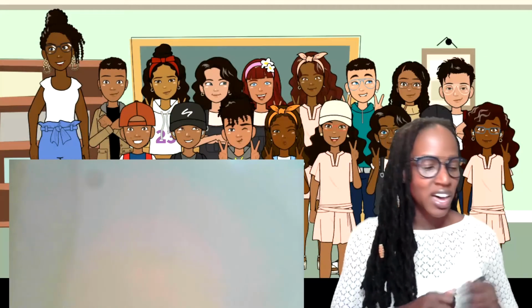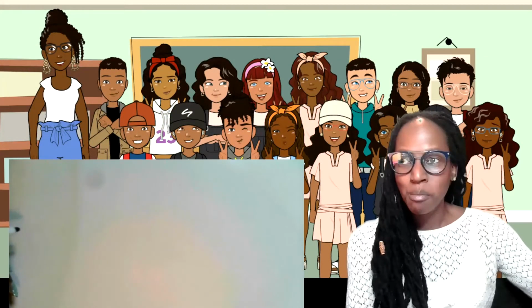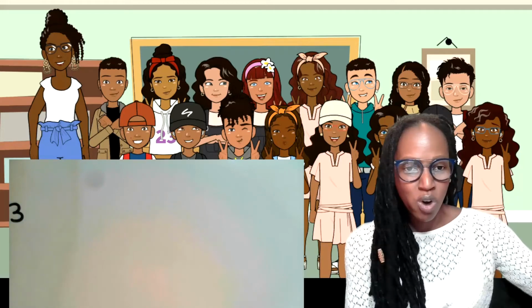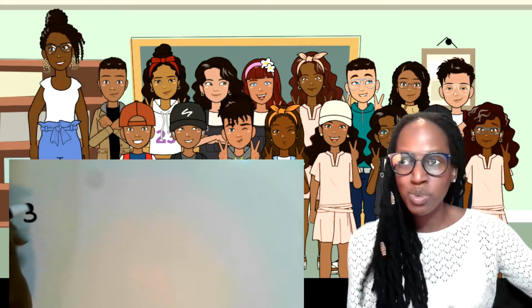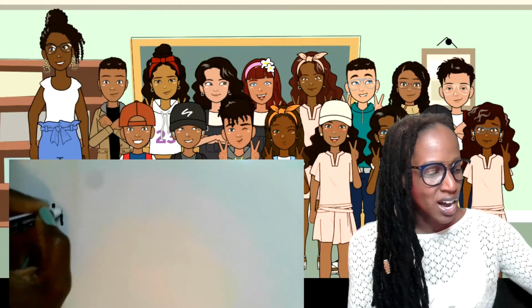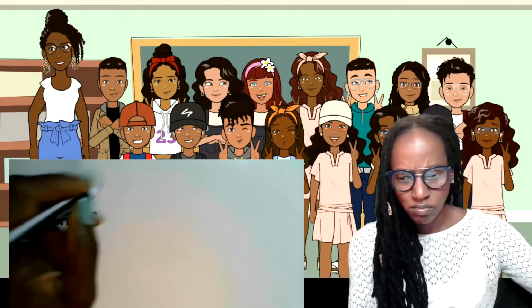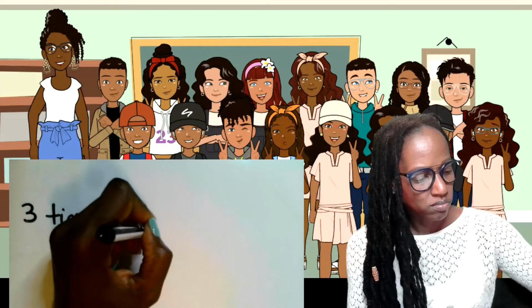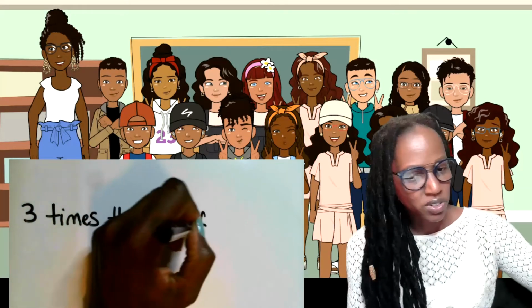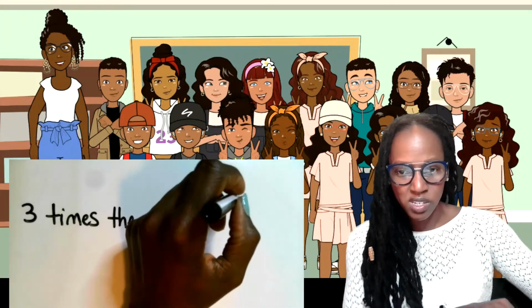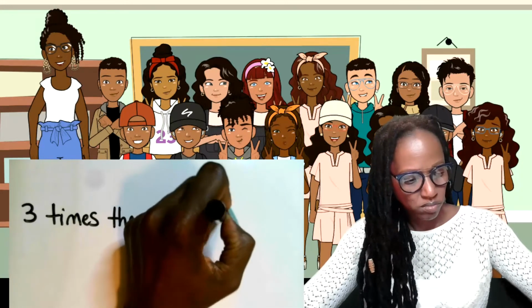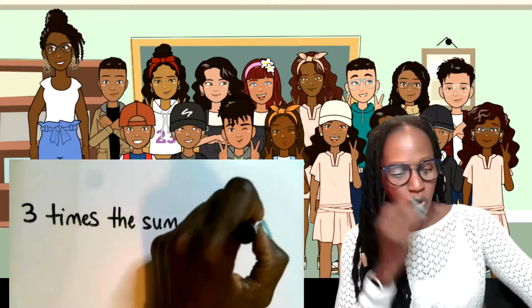So let's do that. I'm going to first write my words here. Excuse me, scholars. I'm going to first write my words: 3 times the sum of 26 and 4.